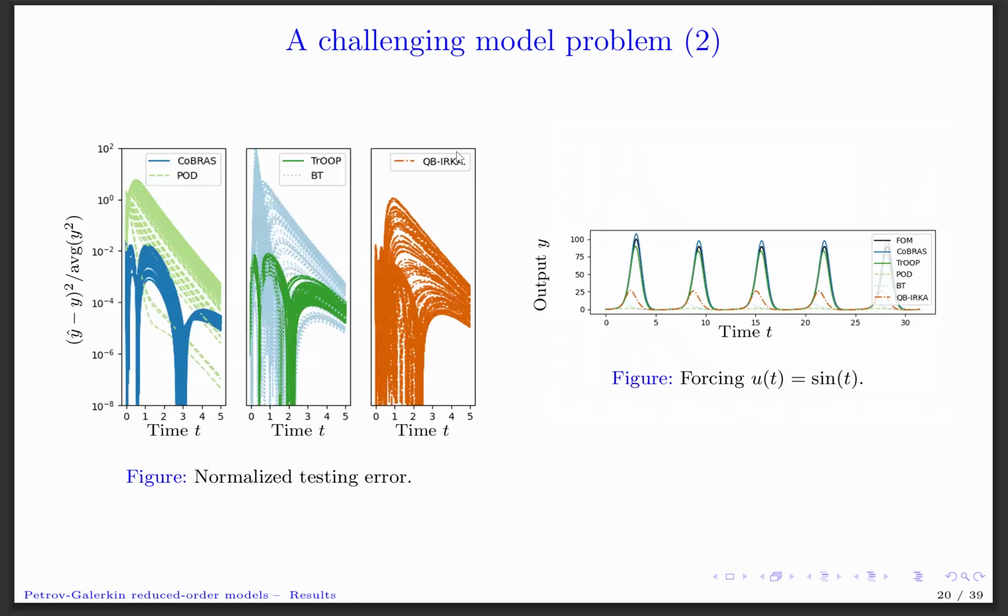Okay, so here that was a training trajectory. Let's see how it does on testing. The colors you want to look at are the blue one here, which is Cobras, and the green one, which is Troop. You see that for all these inputs, these two types of modeling formulations are keeping the error below 1e-2 for all times.